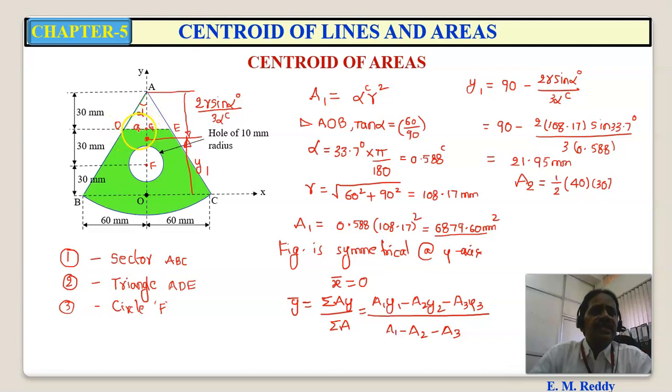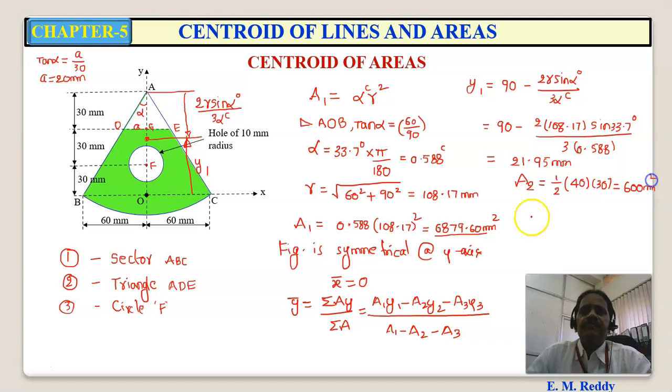From OG is A. From the right angle triangle AGO, we have tan alpha is equal to, so putting alpha as 33.7, now you will get A as 20 millimeters. So the base of the triangle DE is 20 into 2, that is 40. Right? So this will be 600 mm square.